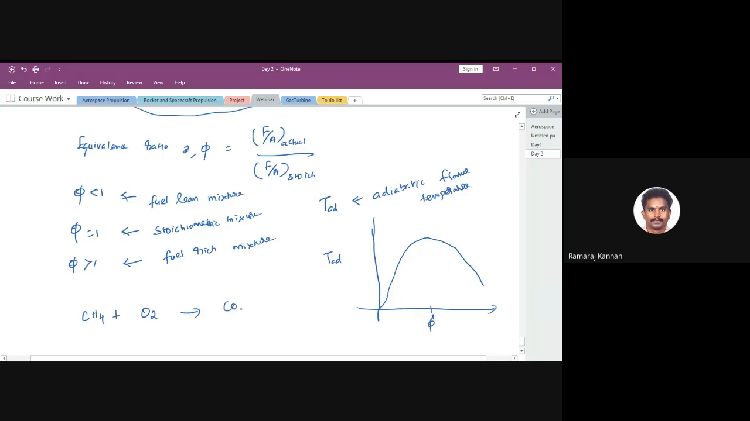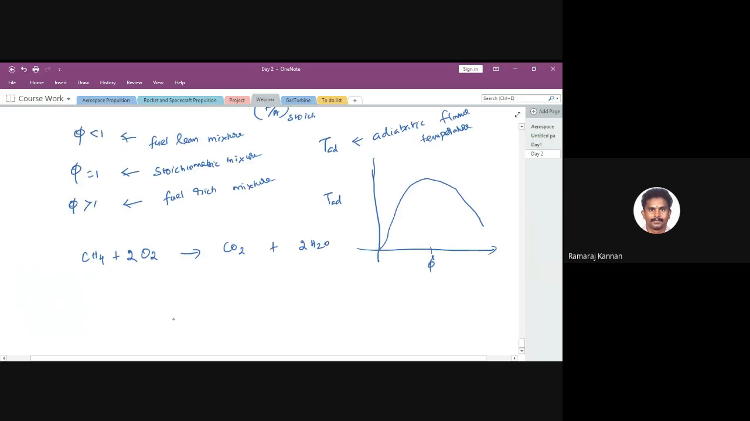CO2 plus 2H2O, so 4H, 2O, 2O, 4O. You have to balance that and find out your fuel-air ratio. Fuel-to-air ratio is the molecular weight of CH4 divided by 2 times the molecular weight of oxygen, because 2 moles of oxygen are going to be there. That gives your stoichiometric fuel-air ratio.